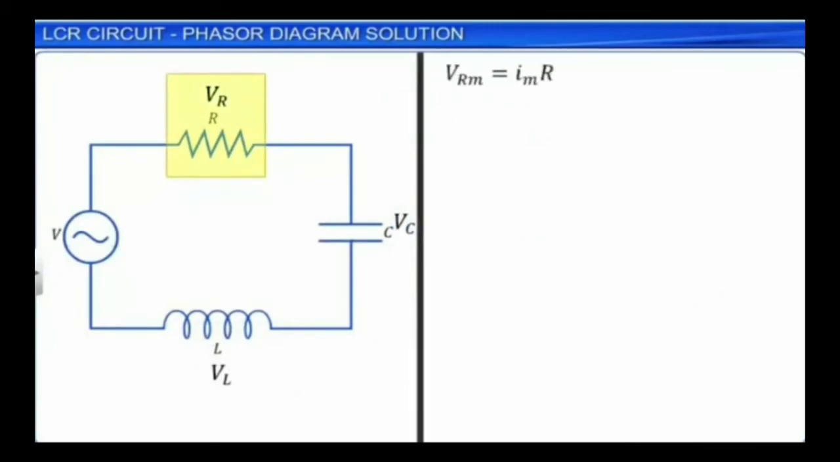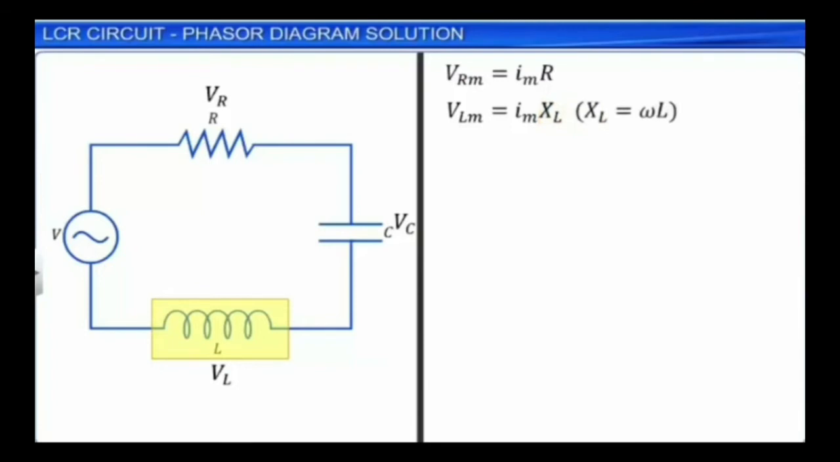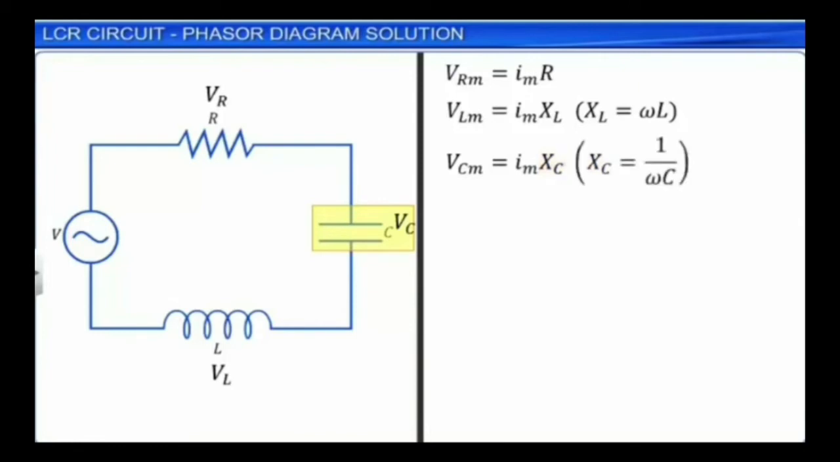The amplitude of voltage across the resistor is VRm, that is equal to Im into R, and that across the inductor is VLm, that is Im into XL, where XL is the inductive reactance given by L omega. The amplitude of voltage across the capacitor is given by VCm equal to Im Xc, where Xc is the capacitive reactance given by 1 by omega C.